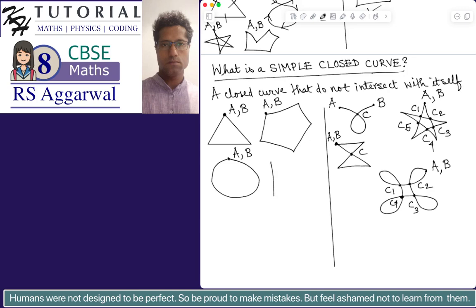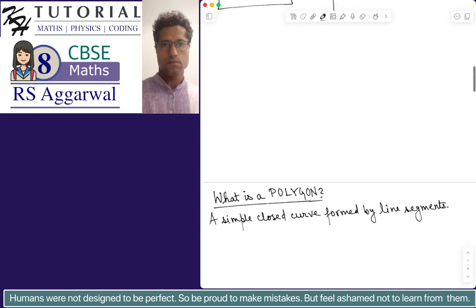Again, a square is a simple closed curve. This was my starting and ending point. A rectangle is a simple closed curve. This was my starting and ending point. So all the curves on the left hand side, at no point are they intersecting with themselves. So this is a simple closed curve.